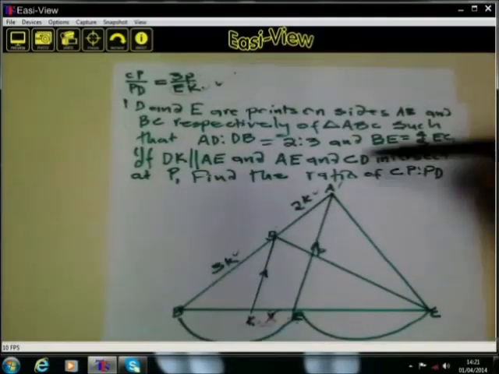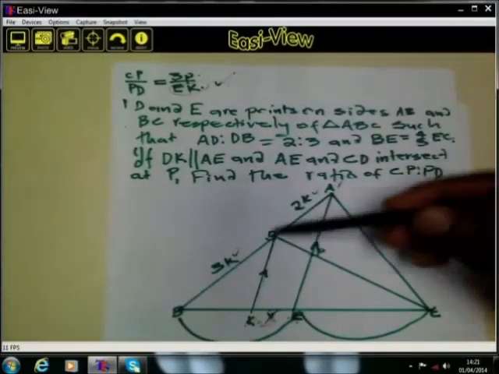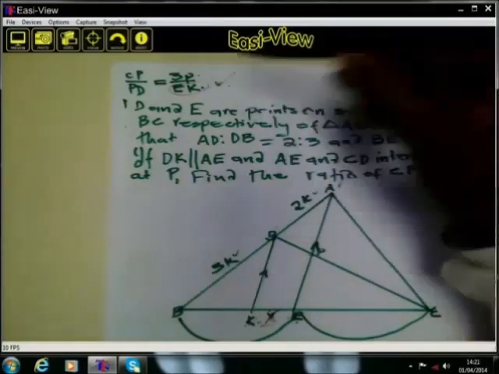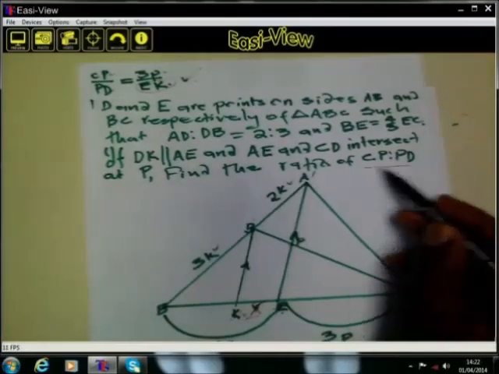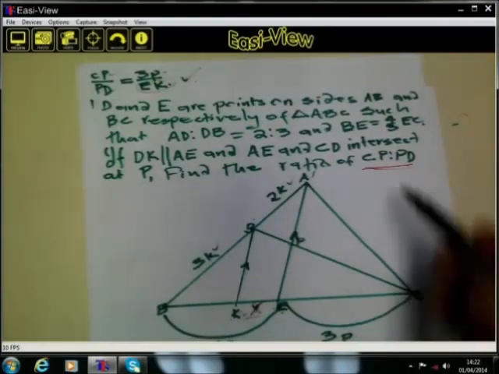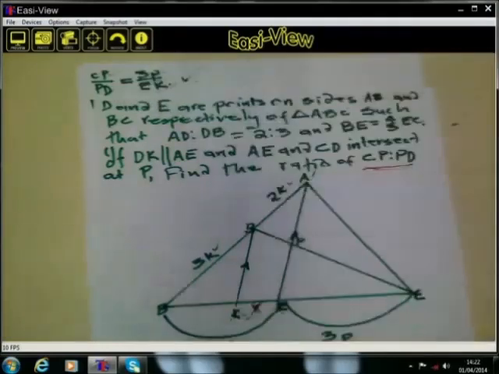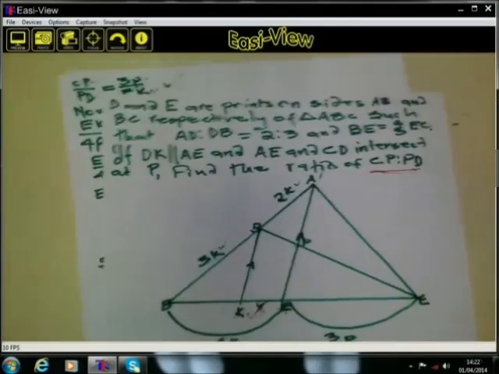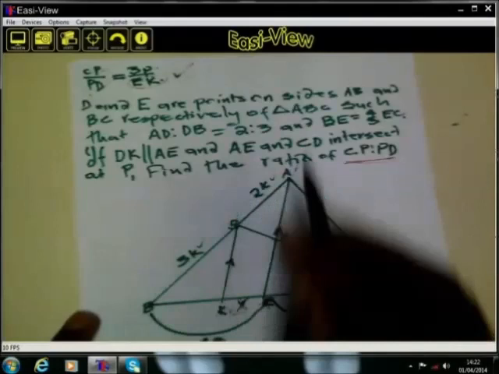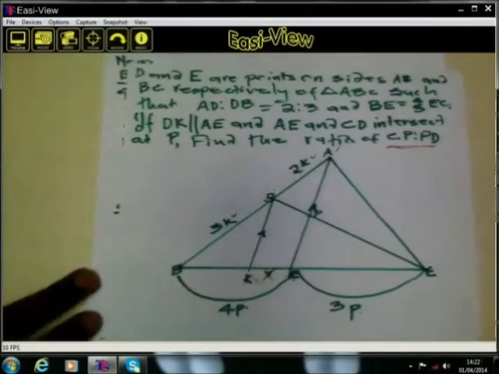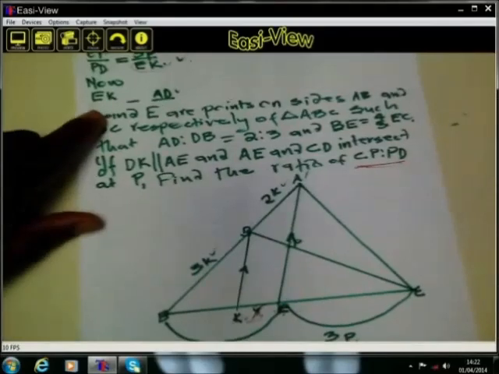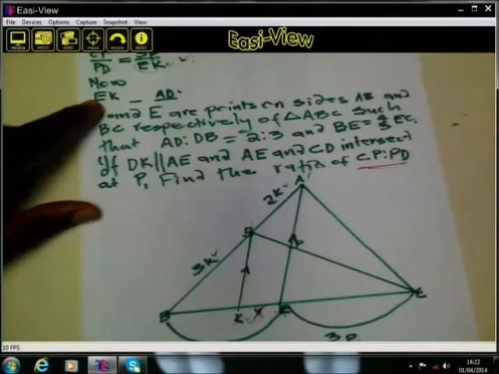We could not get EK when we used this triangle. We had quite a number of unknowns. Remember, the purpose of this is to determine this ratio. But since we now have many unknowns, we can always go to the second triangle to see what's happening in triangle ABE. In triangle ABE, let's see, how do we define EK?